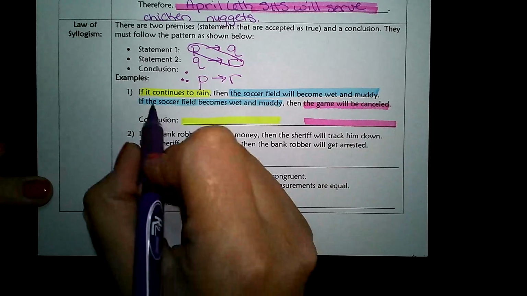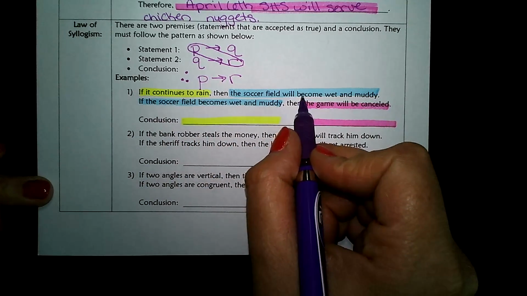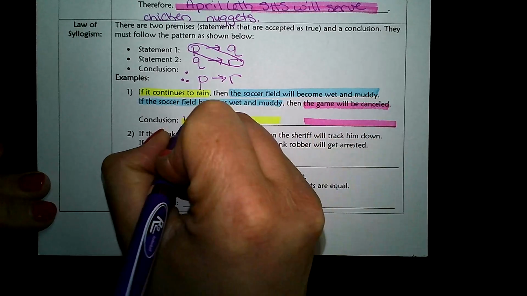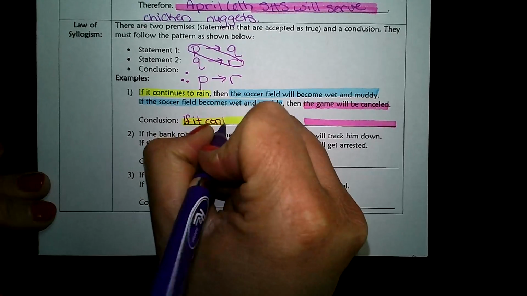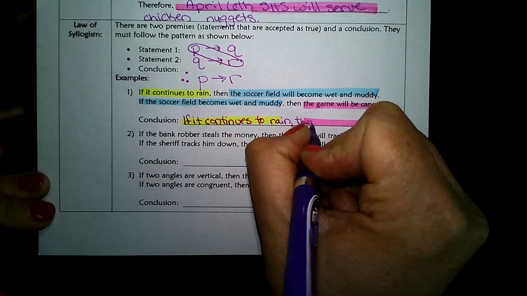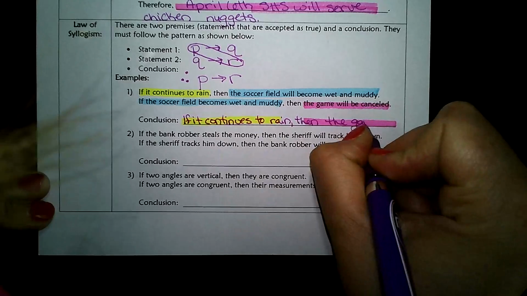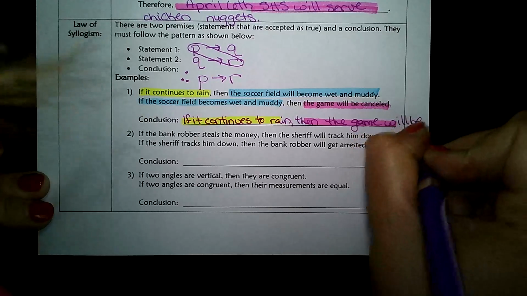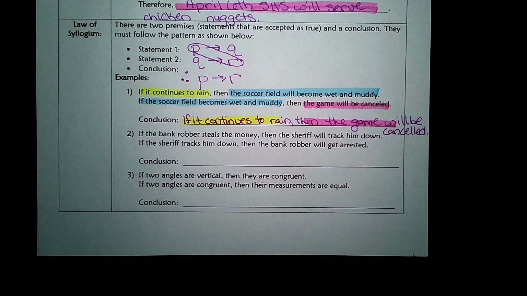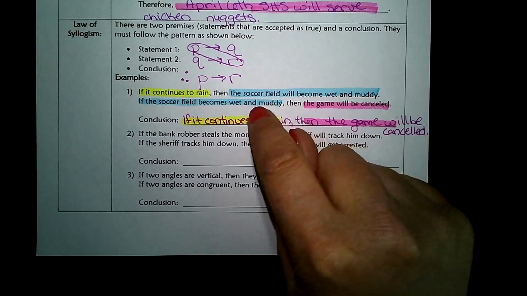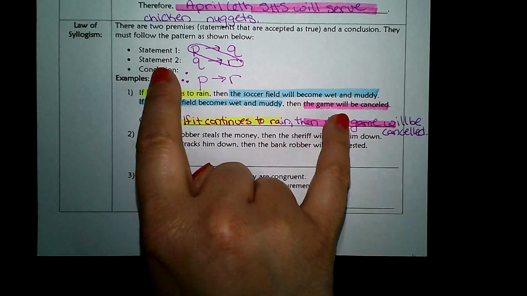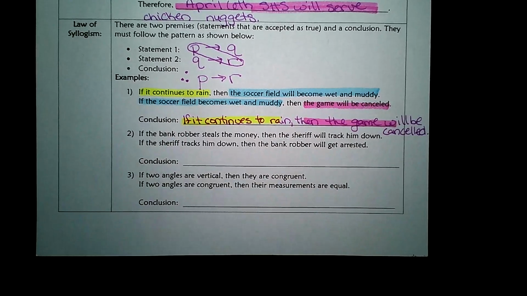Let's put it together. If it continues to rain, then the soccer field will become wet and muddy. If the soccer field's wet and muddy, then the game's going to be canceled. So, if it continues to rain, what's going to happen? The game will be canceled. The statement about the soccer field being wet and muddy is eliminated because it's already done its job. It's linked up these other parts.